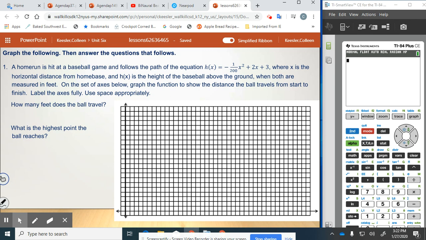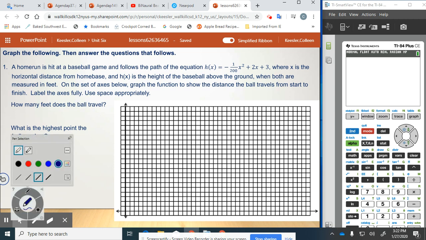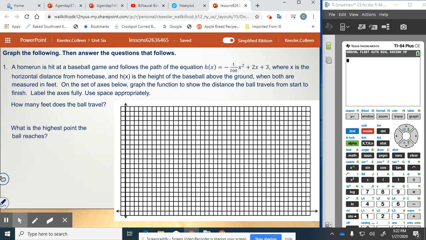Label the axis fully. Use space appropriately. How many feet does the ball travel, and what is the highest point the ball reaches? So we saw something similar to this. And again, there was a Regents question like this once where kids had to do all of this. They had to set it up completely on their own. So it's very important that you pay attention to the values that go from start to finish. So 0 to 0 in the range over a certain domain.